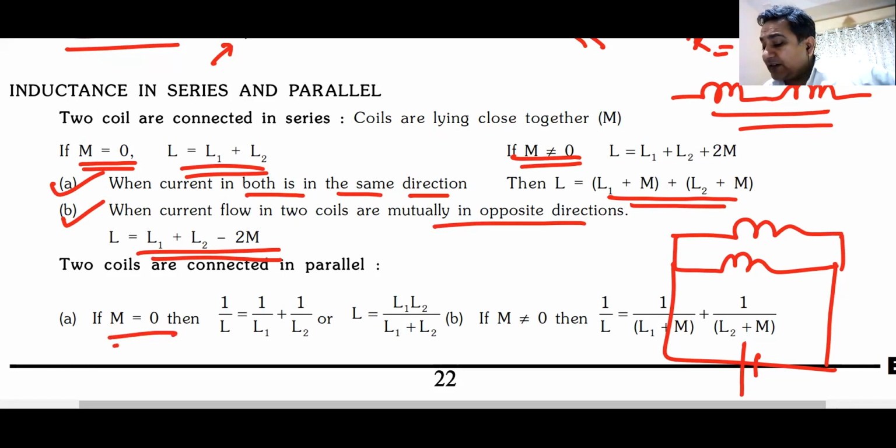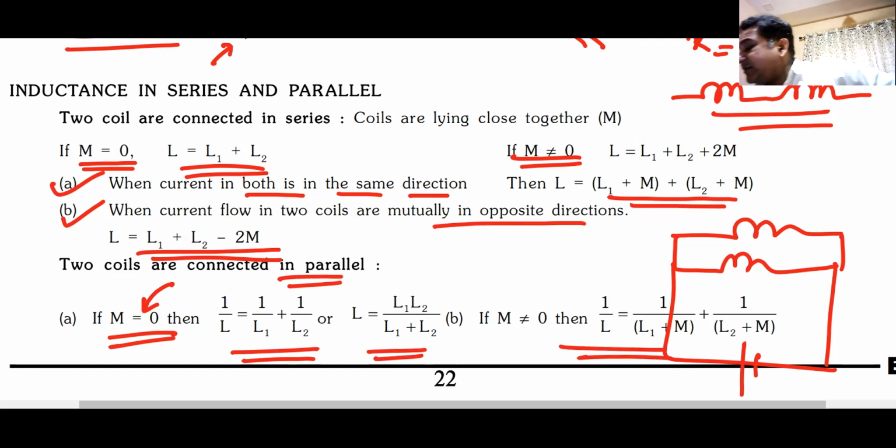If coils are connected in parallel, the mutual inductance, 1 by L will be equal to 1 by L1 plus 1 by L2 if M is 0. If M is not 0, it is 1 by (L1 plus M) plus 1 by (L2 plus M). Am I clear?